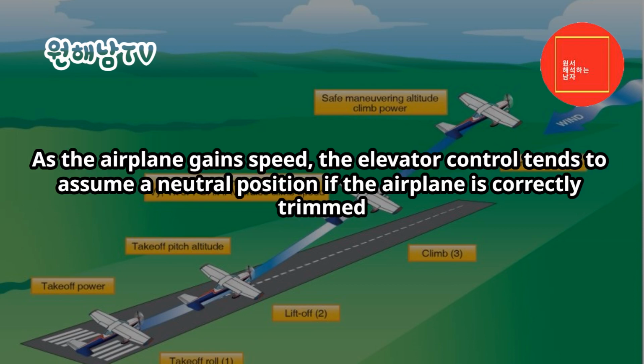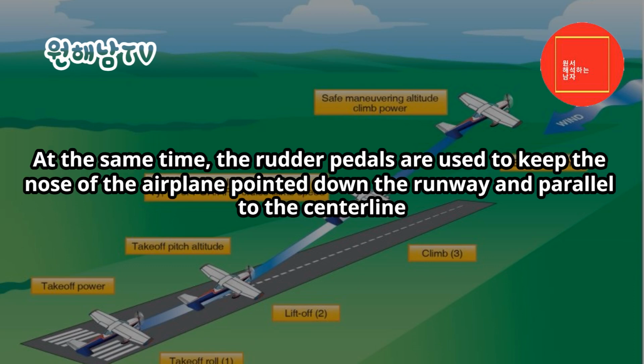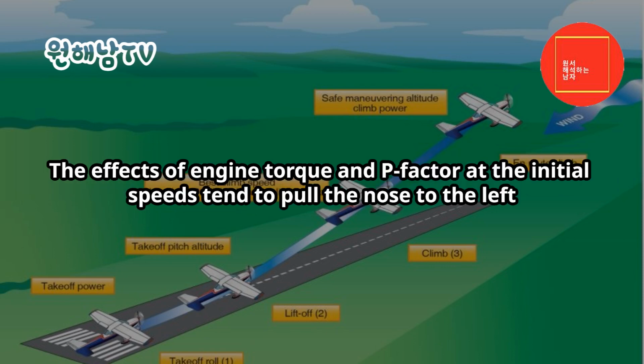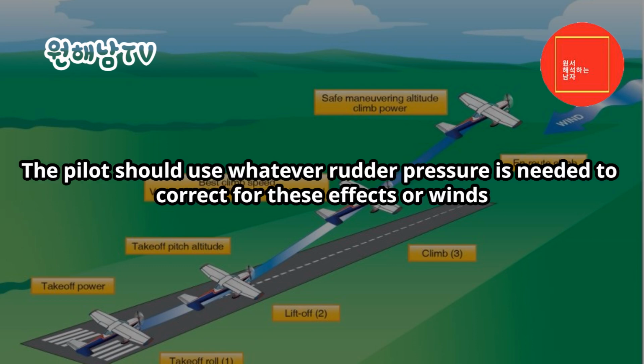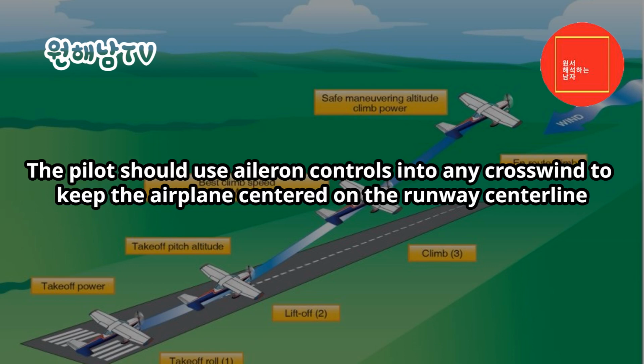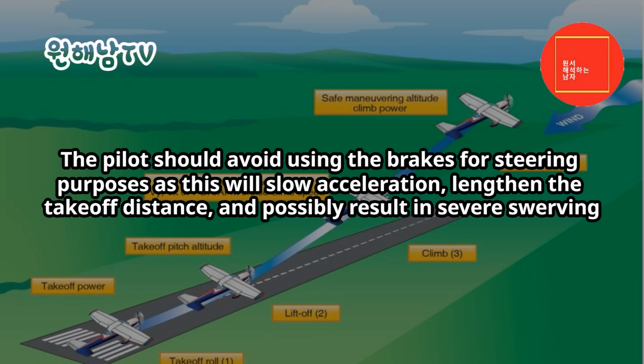As the airplane gains speed, the elevator control tends to assume a neutral position if the airplane is correctly trimmed. At the same time, the rudder pedals are used to keep the nose of the airplane pointed down the runway and parallel to the centerline. The effects of engine torque and P-factor at the initial speeds tend to pull the nose to the left. The pilot should use whatever rudder pressure is needed to correct for these effects or winds. The pilot should use aileron controls into any crosswind to keep the airplane centered on the runway centerline. The pilot should avoid using the brakes for steering purposes, as this will slow acceleration, lengthen the takeoff distance, and possibly result in severe swerving.